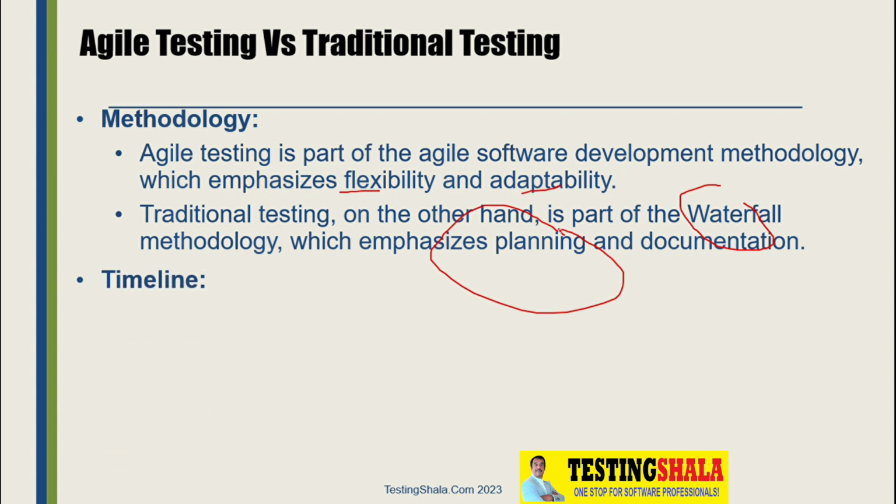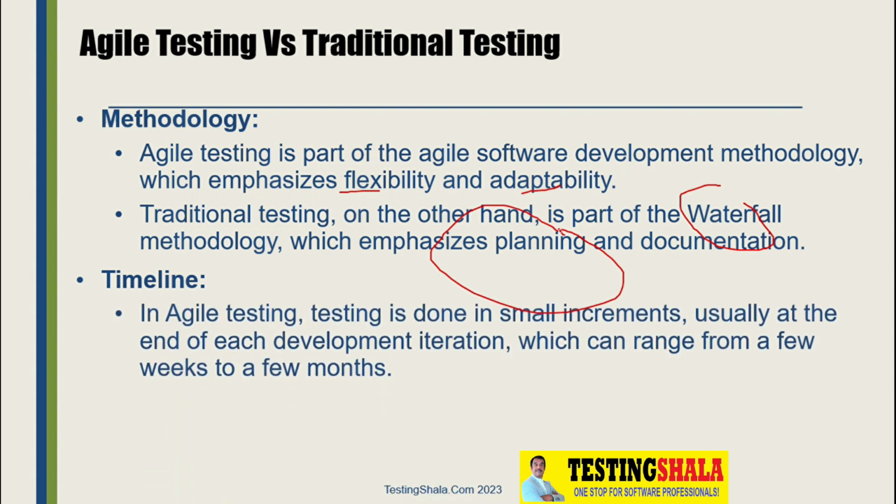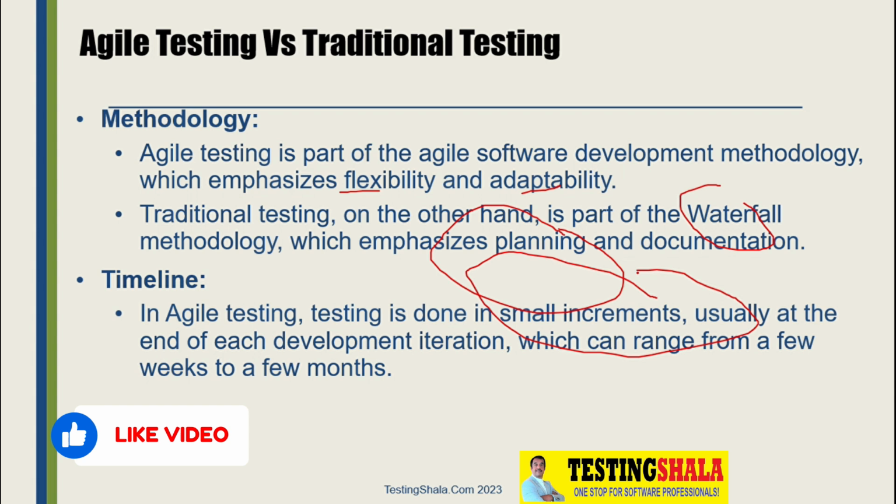The second key difference between agile testing and traditional testing is the timeline. In agile testing, we do small testing increments. We test in agile methodologies because in every sprint we keep testing a chunk of the code, and we certify that chunk of code in every sprint in an incremental fashion. A sprint can range from a few weeks, maybe 2 weeks to 5 weeks maximum, as part of agile testing.